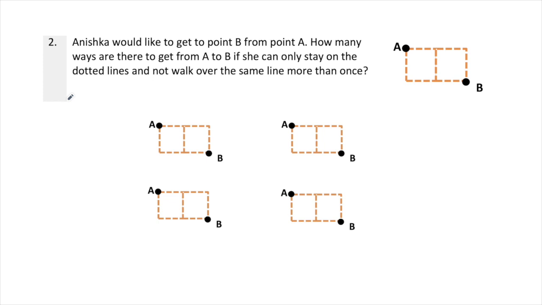For this problem, we need to figure out all the ways to go from point A to point B if she cannot walk over the same line more than once. Let's start by drawing out all the ways to go from point A to point B. As you can see, these are the only 4 ways to go from point A to point B, so the answer to this problem is 4 ways.